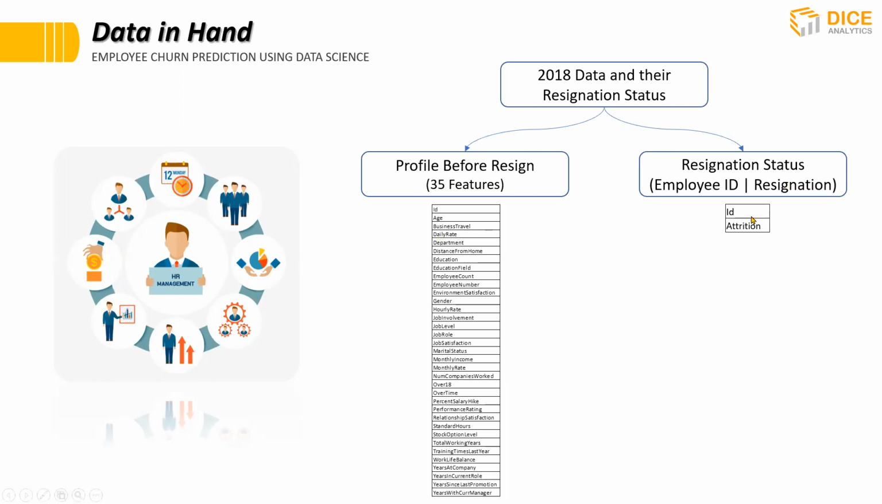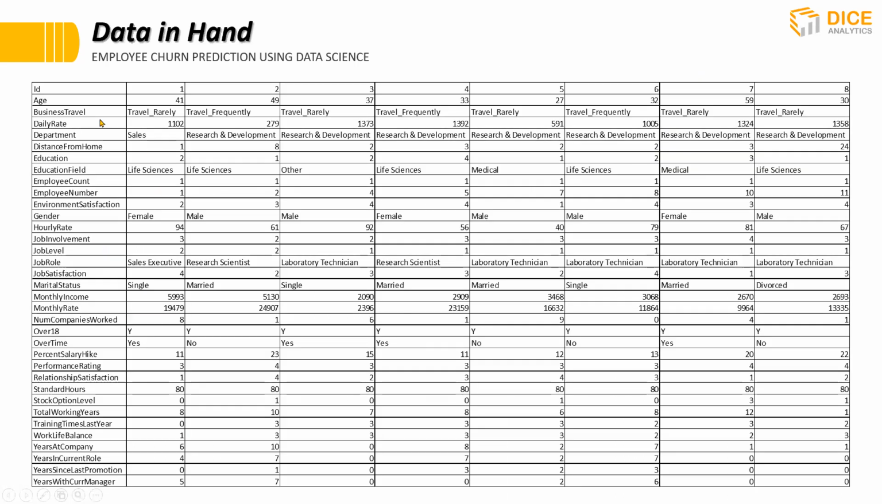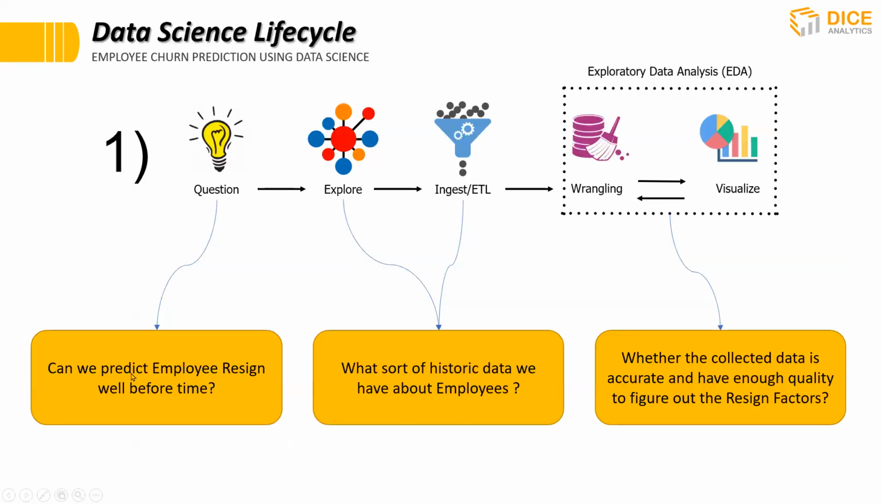Then we have a flag that this employee churned, this employee not churned, right? Then there's another glimpse of the same data in the form of rows. For example, there's an employee who has an age of 41 years, ID is 1, he travels rarely, daily rate is 1102, he's from the sales department, distance from home is 1 kilometer, education is 2, for example a master's degree, then education field, and so on. We have all of the features which we can have about our employees.